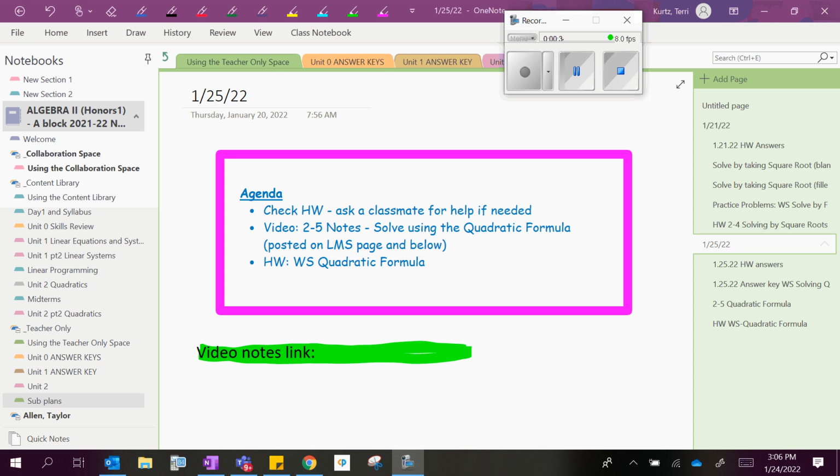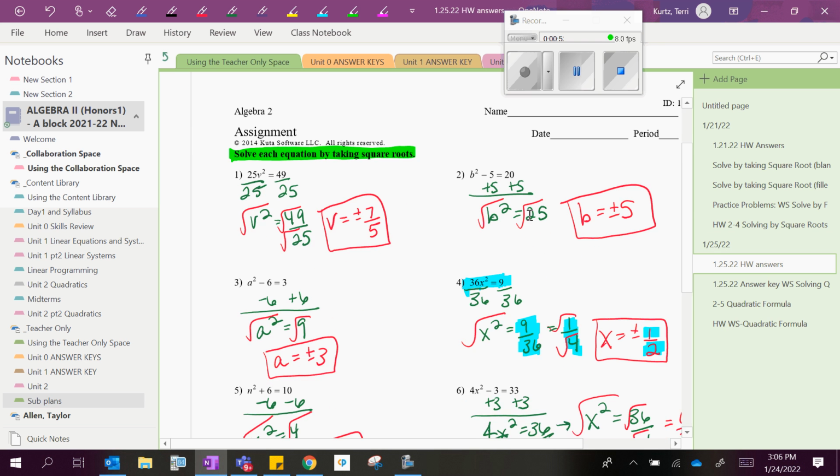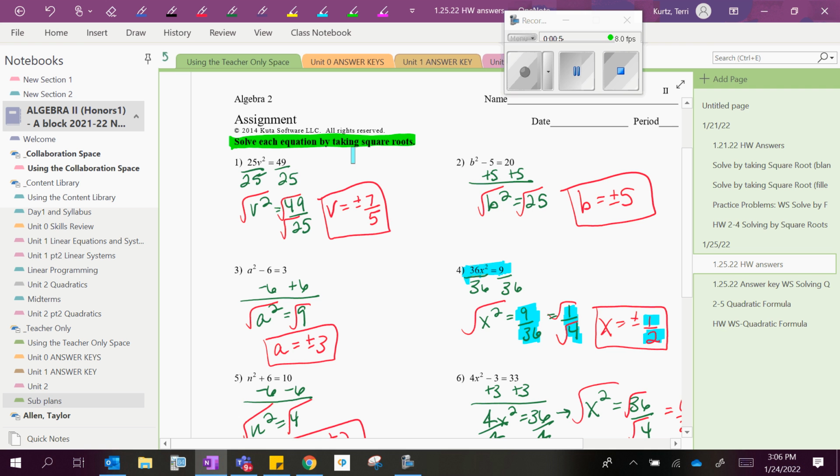First, you may have already done this, but if not, I want you to check homework. In OneNote, I have posted the answers, labeled with today's date. I know you had two worksheets as part of your homework on Friday. This first one was solving by taking square roots, so take a look at that one.